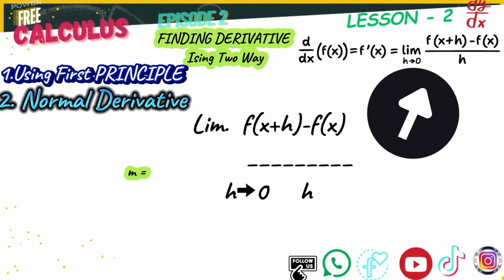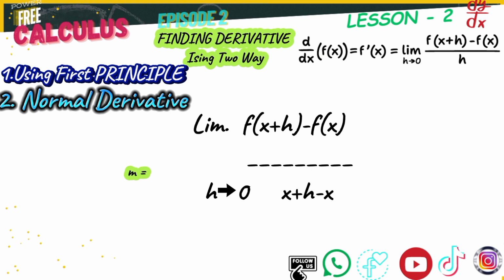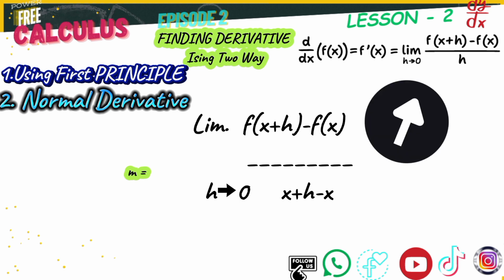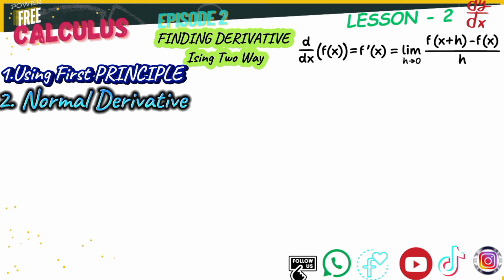So when we simplify this formula, the gradient is equal to f of x plus h minus f of x over x plus h minus x. So this is a given formula. You always find this on your formula sheet. When we use this formula to find the gradient, we are deriving. Derivative is literally using this formula to find the gradient of a tangent given 1 point.